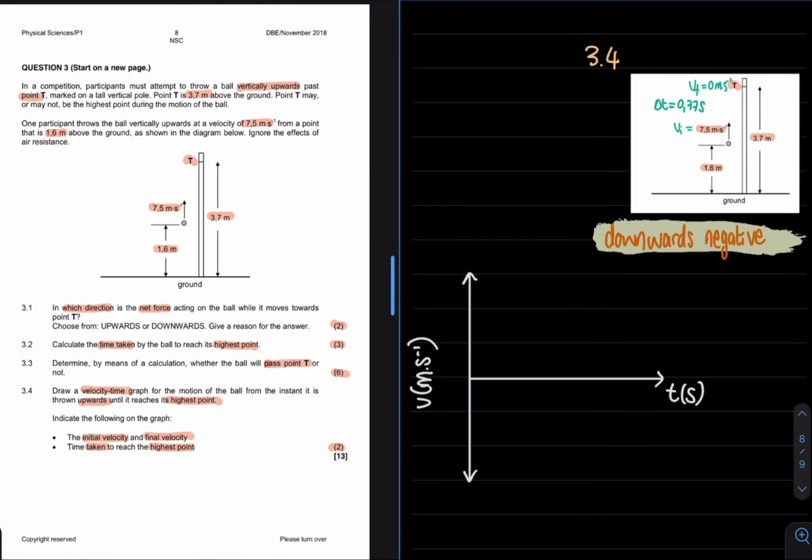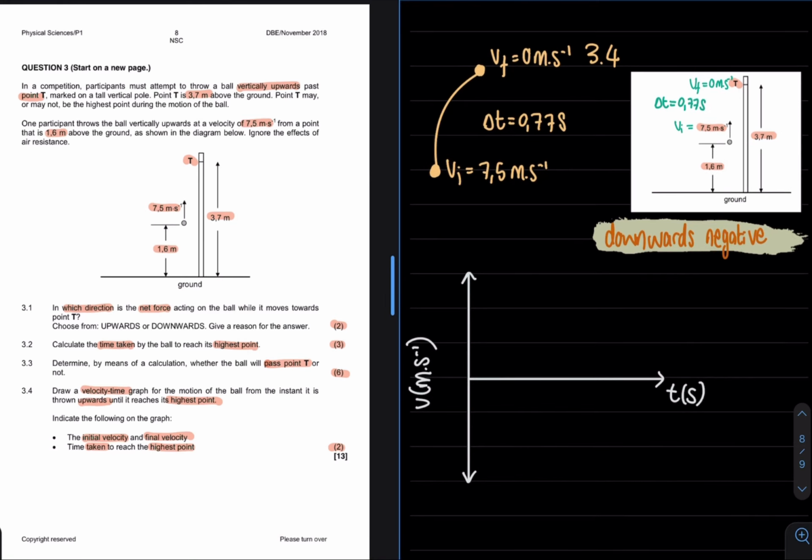For this velocity time graph, we are only asked to draw the upward direction of our projectile. Here we have an initial velocity of 7.5 meters per second. It reaches its highest point where the velocity would be equal to 0. And this projectile motion takes a total time of 0.77 seconds.